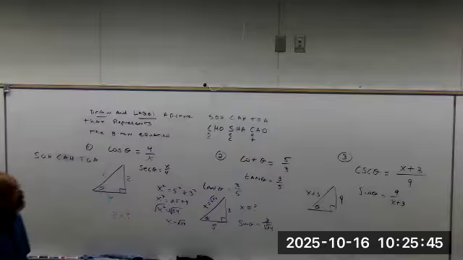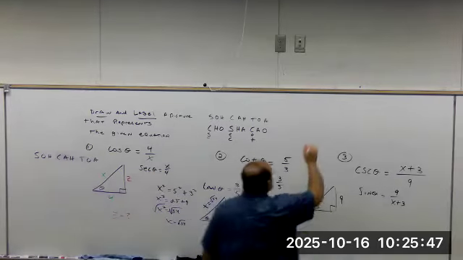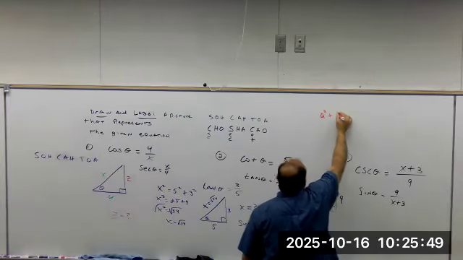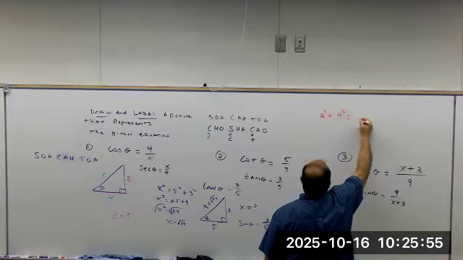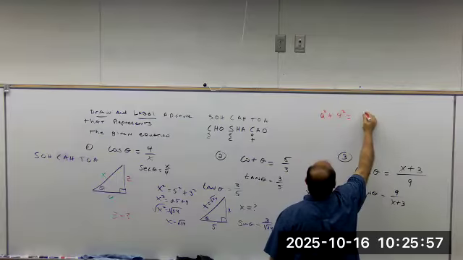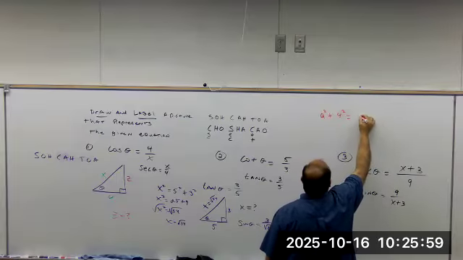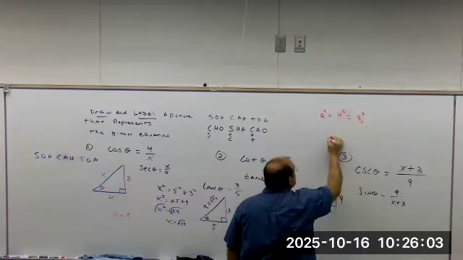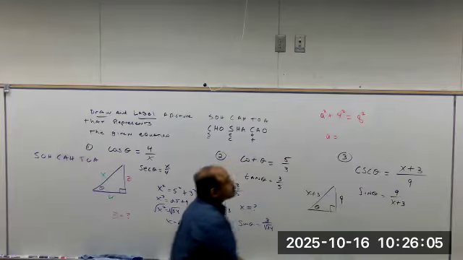Here's the thing. A squared plus b squared, plus 4 squared, equal to q squared. What does a equal?